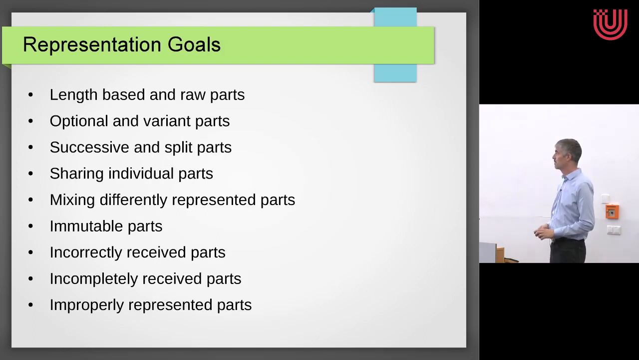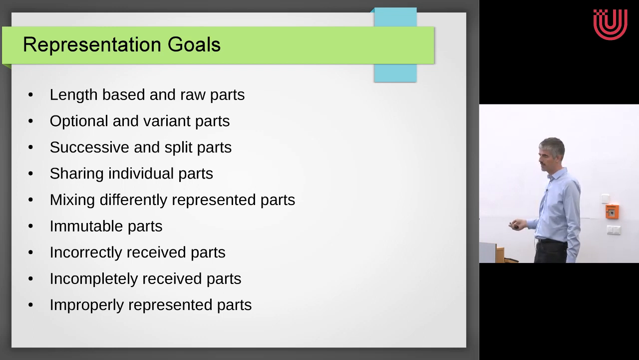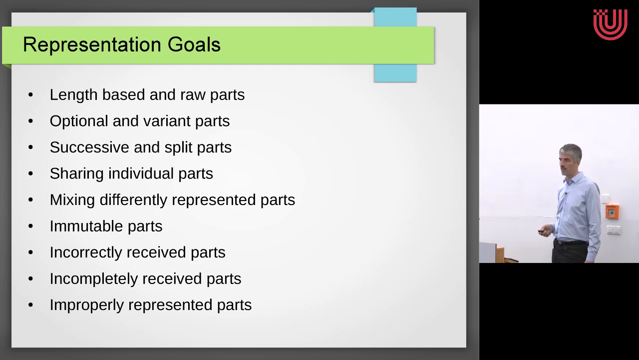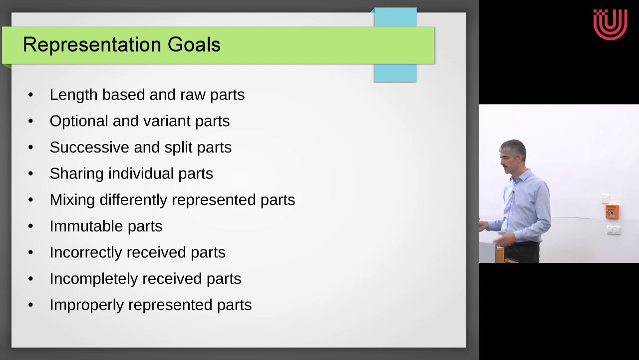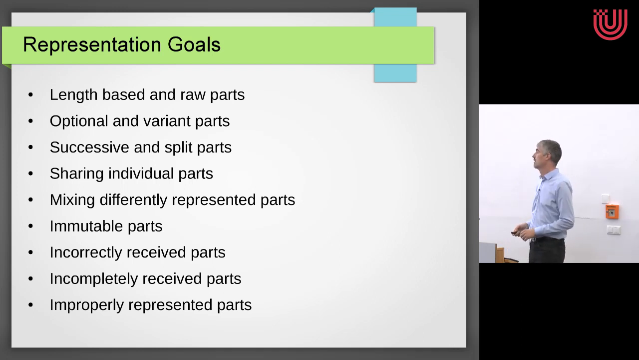As for the representation goals, data representation, I mean, we need to be able to represent parts just by length. That's very efficient in terms of memory. So, for example, if an application wants to send 1 million bytes, then it's just 1 million bytes. And then, of course, we need the raw parts to be able to serialize and for the emulation support. And a lot of protocols have optional and variant parts in the headers. We need to be able to support that directly. And of course, for fragmentation, we need the split parts and successive parts for the aggregation. And sharing and mixing different represented parts, that's very important.